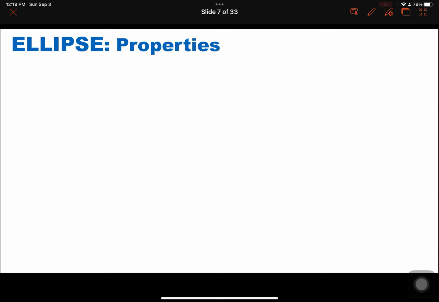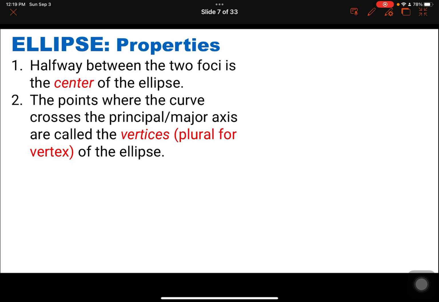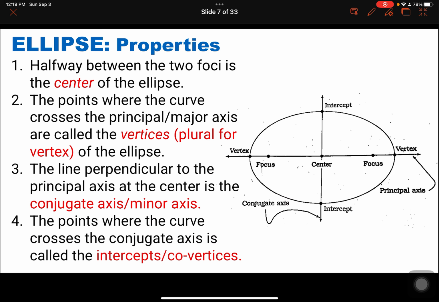So, what are the properties of an ellipse? Let's consider first the point halfway between the two foci, which we call the center of our ellipse. Maybe it's good to show it. So first, this is our two foci, focus 1, focus 2. Their midpoint is what we call the center. Like in a circle, we have a center, here in the ellipse we also have a center.